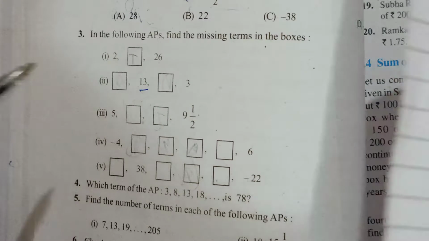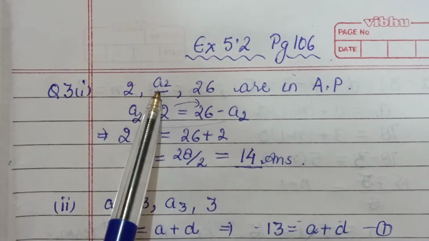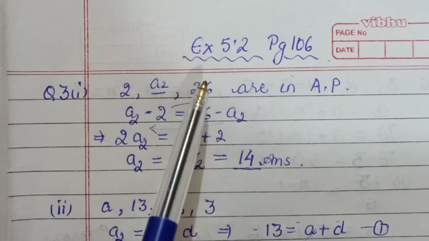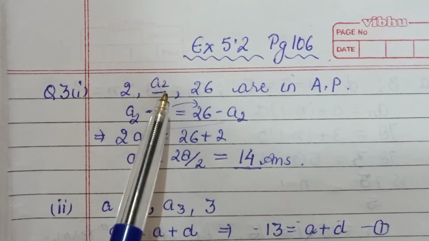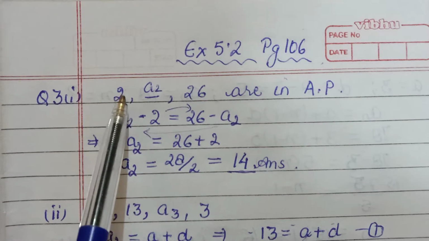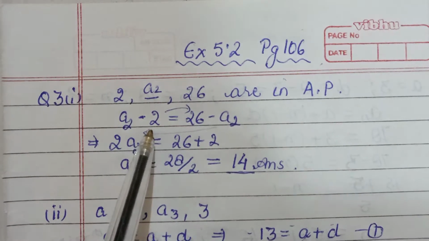Okay, so this one in short simply can be done as, children, we know that second term minus first term gives us the common difference, which should be same as third term minus the second term. When we were checking whether a sequence is an AP or not, this is what we were doing. A2 minus A1 equals A3 minus A2. So that is what you can do here straight away.